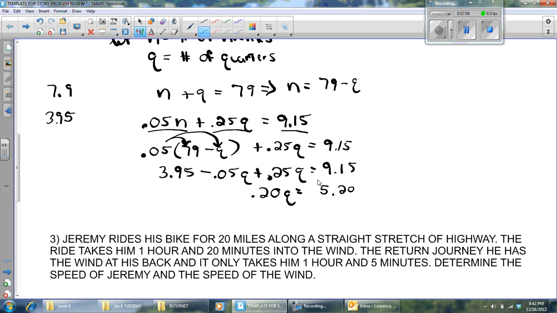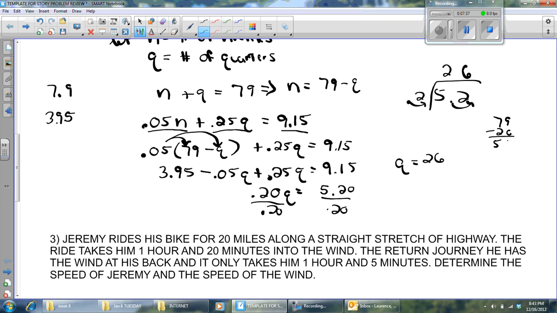Okay, so now I'm going to take both sides and divide by 0.20. So if I take 5.2 and divide by 0.2, I move this little caret, and I believe that's going to end up being 26. So q is going to equal 26, which means there must be 26 quarters. Now if I do 79 minus 26, of course I'm going to get 53. That means n is going to be 53.